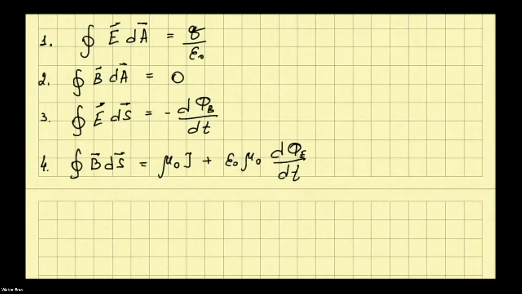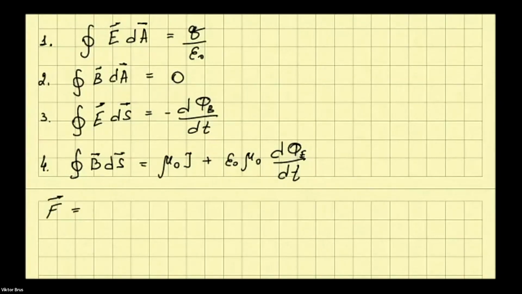Okay, so this is the so-called system of Maxwell equations. We have 4 equations. One more equation which we need to add here is the so-called expression for the Lorentz force law.